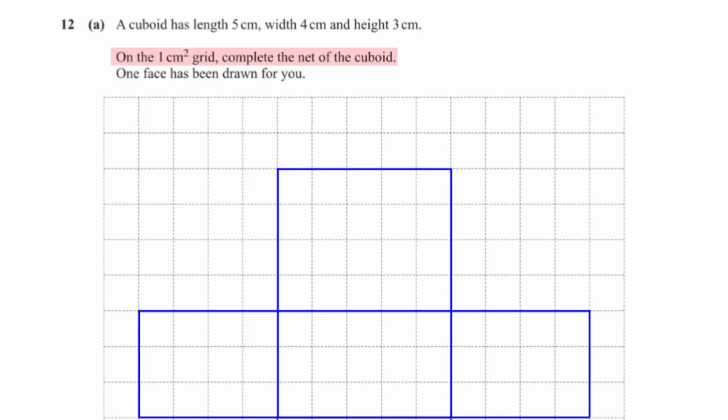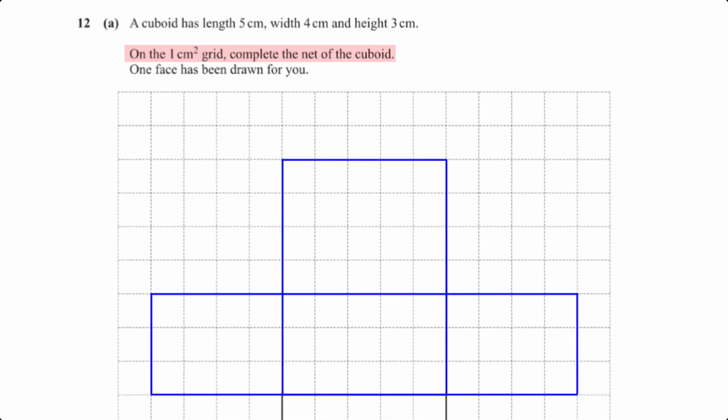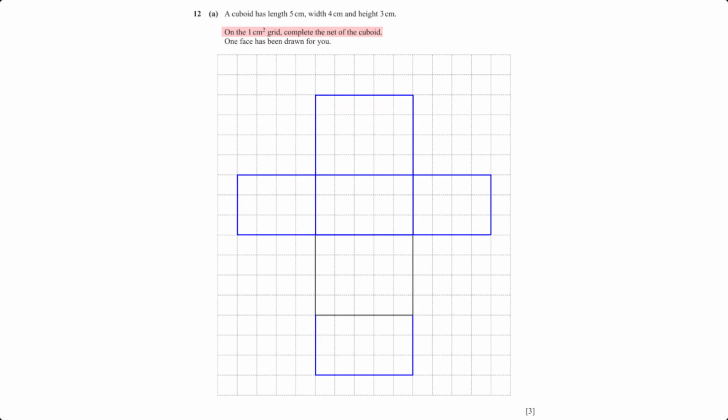A cuboid has length 5 cm, width 4 cm, and height 3 cm. On the 1 cm square grid, complete the net of the cuboid. One face has been drawn for you. A cuboid has 6 faces. In this case, 2 of the faces would have the dimensions 5 cm by 4 cm. Another 2 of the faces would have the dimensions 5 cm by 3 cm. And the remaining 2 faces would have the dimensions 4 cm by 3 cm.